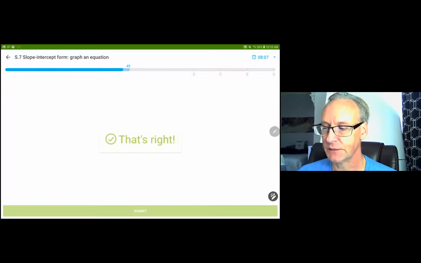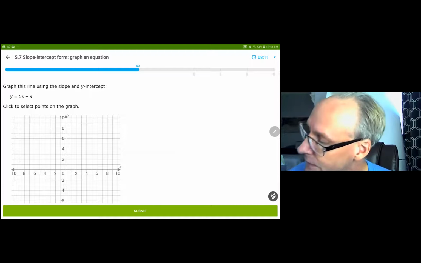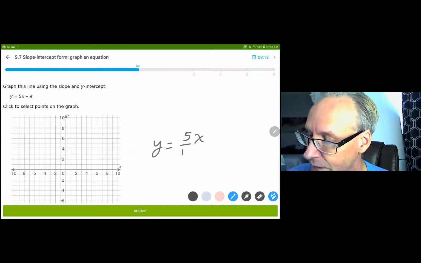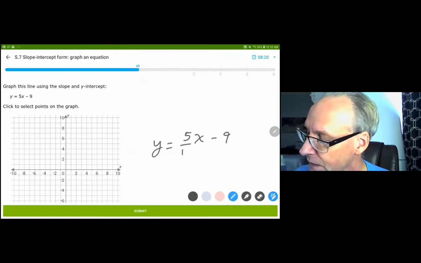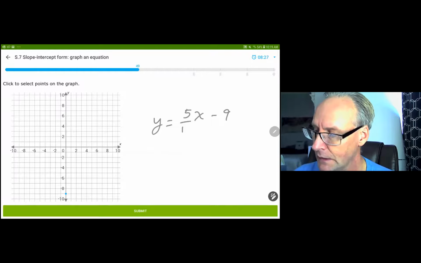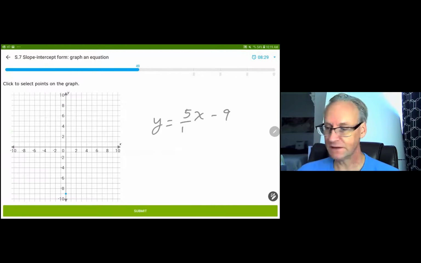And I'll just keep going because I'm sure you want to get it done. So this one is going to be y equals 5 over 1 x. And you can always put the 1 if you like or not. Minus 9. And get rid of this. And let's go to 0, negative 9. And here's a good point. If this had been a negative slope, do you see why I sometimes count it backwards? Because you're not going to be able to count down from here. You'd have to count up. It just so happens that this one's a positive slope.